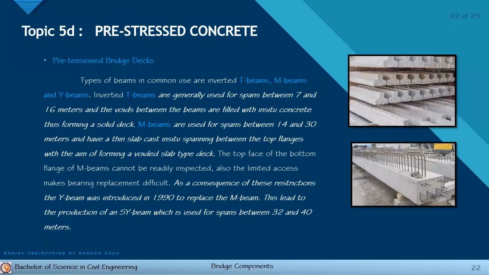So, during the 1990 pala, meron palang changes. Ang M-beam ay napalitan na ng Y-beam. This led to the production of SY beam, which is used for span between 32 to 40 meters. So, kailangan natin pang take note ang mga span na pwede natin paggamitan ang mga iba't ibang klase ng mga beams na ito na ating na-discuss dito ngayon. So, ganyan.